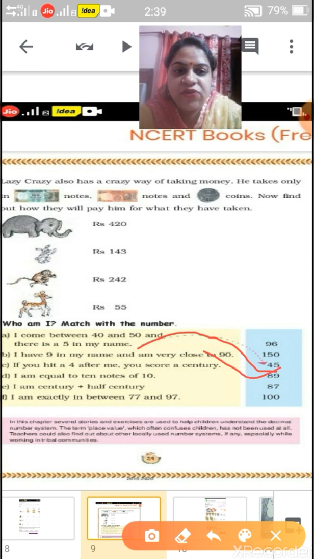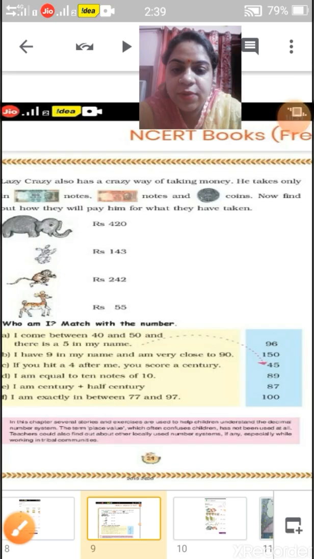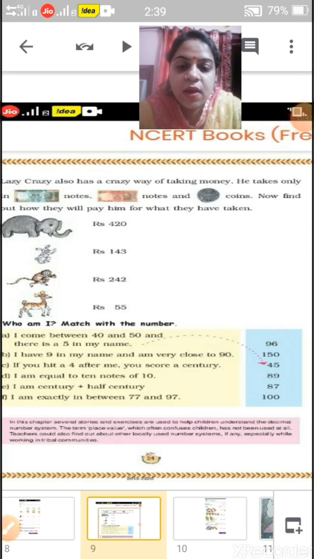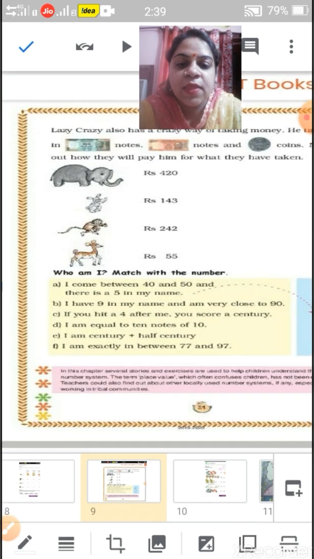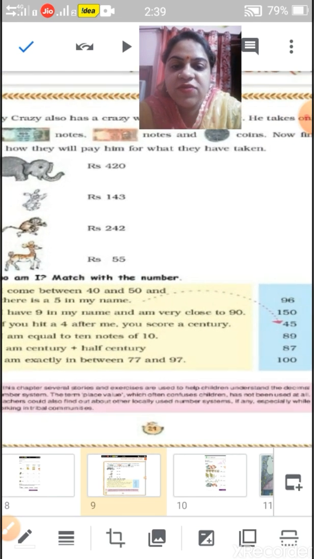If you hit a 4 after me, you score a century. What will come? 96 plus 4. So children, what will come? That is 100. So what number? If we add 4 to 96, then only that will score a century.